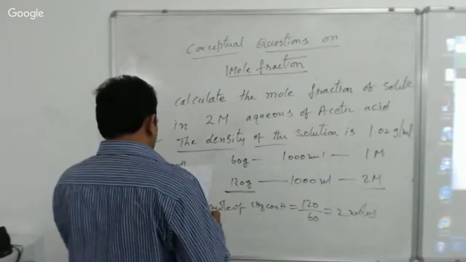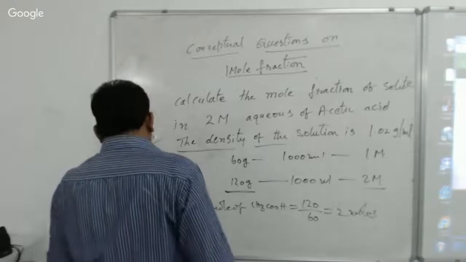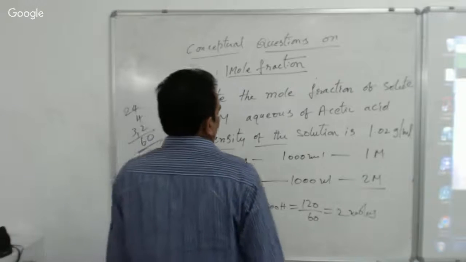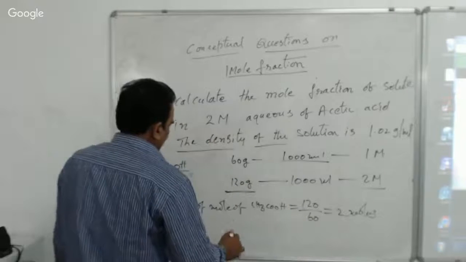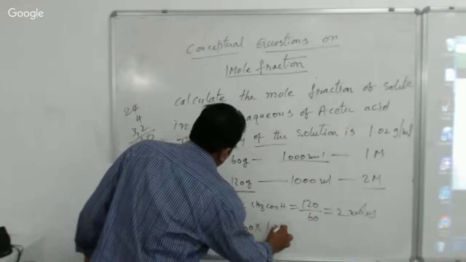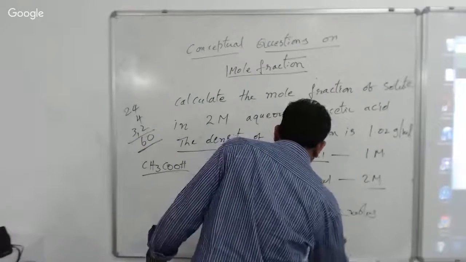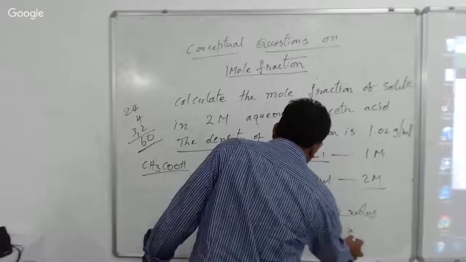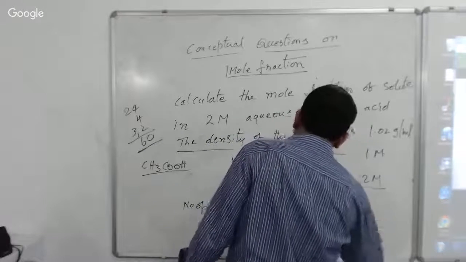The next thing left is the density of the solution, which I gave as 1.02 grams per ml. Here I have 1000 ml of the solution. So the weight of the solution is equal to 1000 into 1.02, which gives 1020. So 1020 is the weight of the solution.